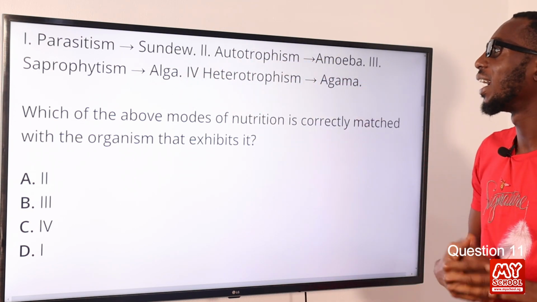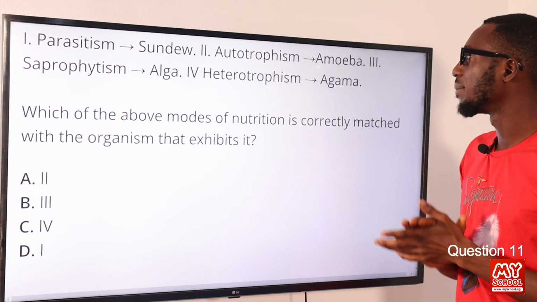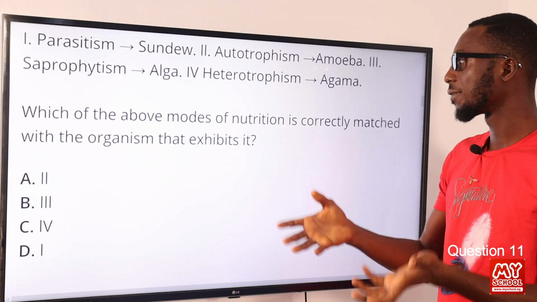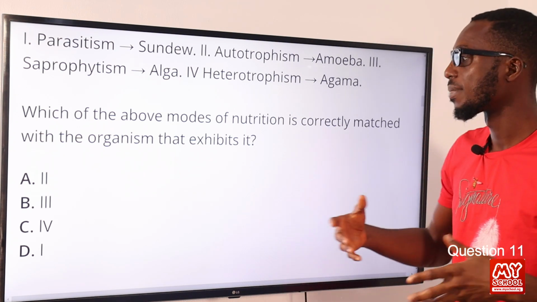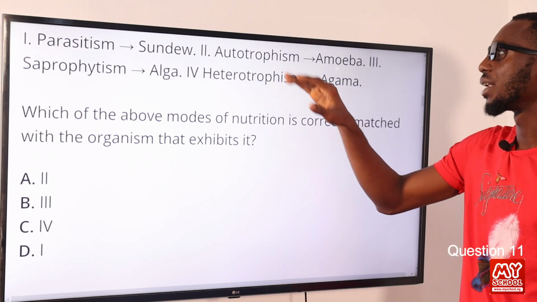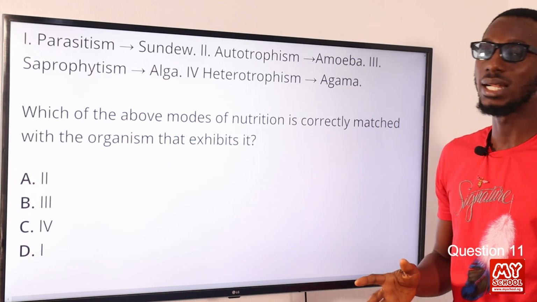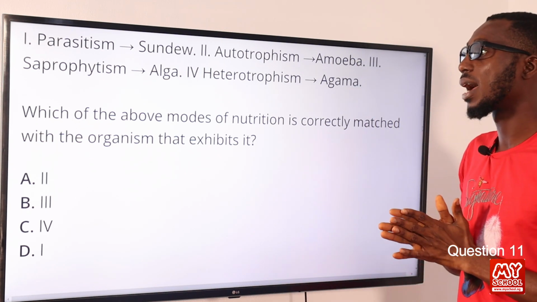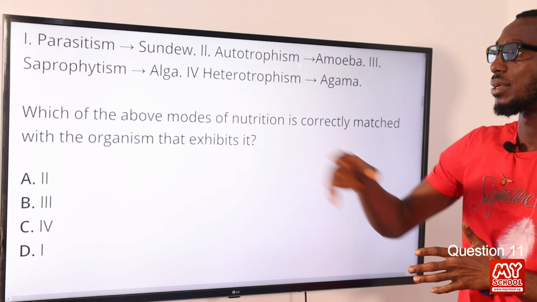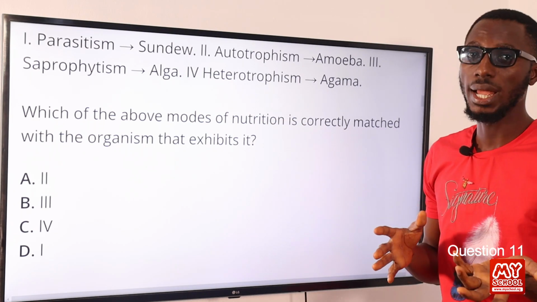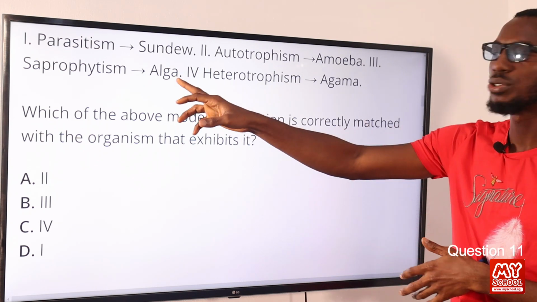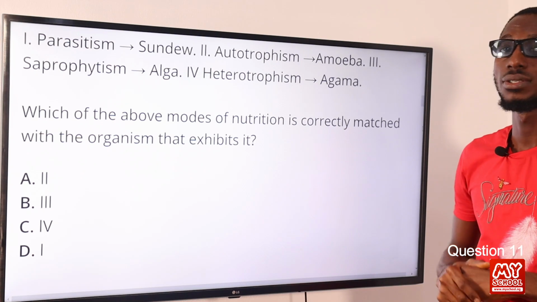Let's look at II, autotrophism to amoeba. This is incorrect. Amoeba is heterotrophic in nature. It ingests food. Once it comes in contact with food, it uses its pseudopodium, or in plural, pseudopodia. So this is wrongly matched. If you are looking at autotrophs, you are looking at green plants. We have saprophytism, that is III, to algae. This is incorrect as well. Saprophytes, we are talking about fungi. Most fungi are saprophytic in nature. Algae should have been correctly matched to autotrophs.